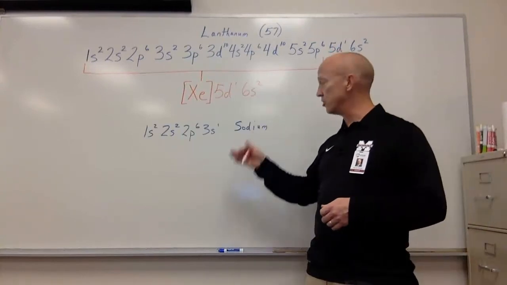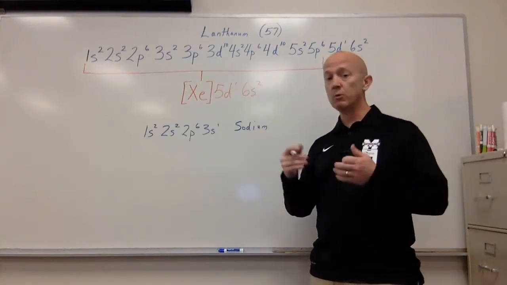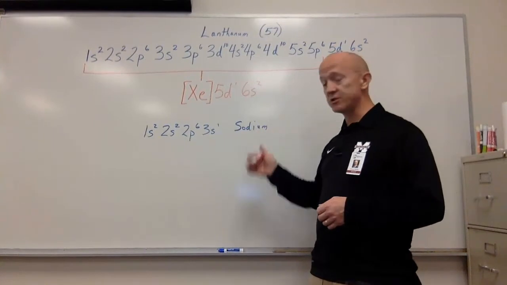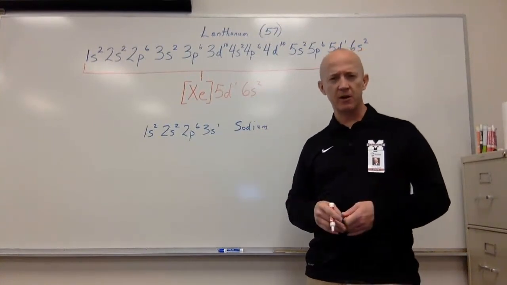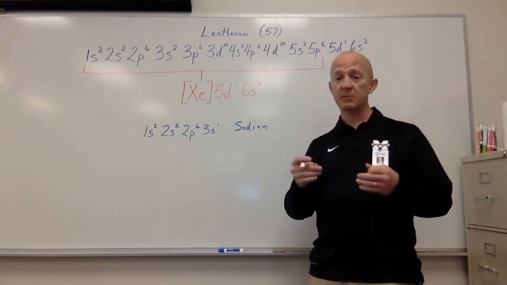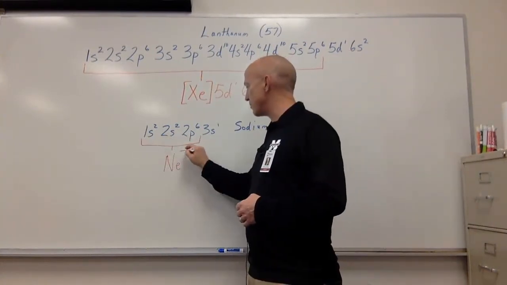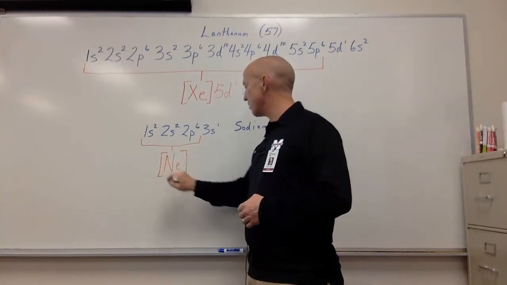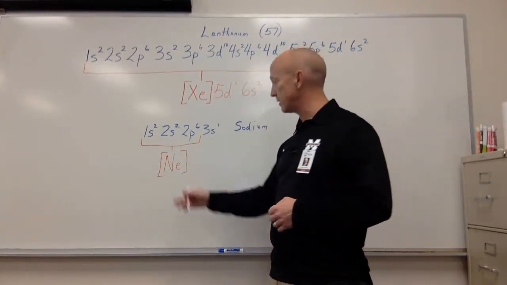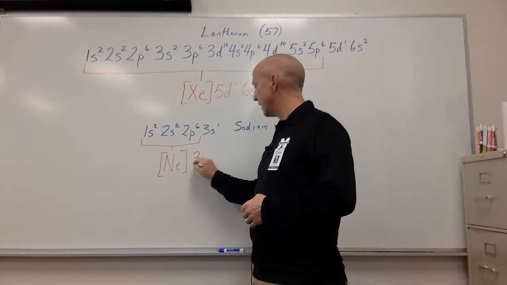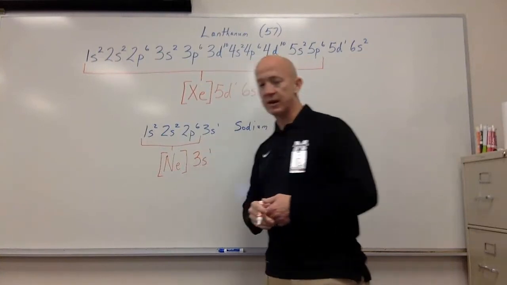So if we wanted to write the noble gas notation for sodium, we would look for the noble gas that comes before sodium. Sodium is number 11 on the periodic table. The noble gas that comes before sodium is neon. All of this that's bracketed in red represents neon. So for the noble gas notation, we simply write neon and whatever's left over, 3s1.